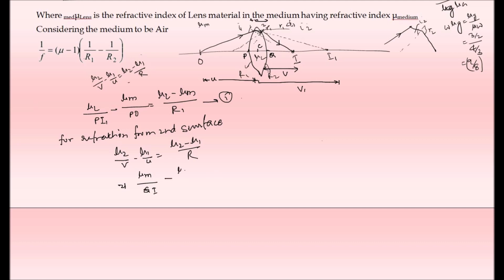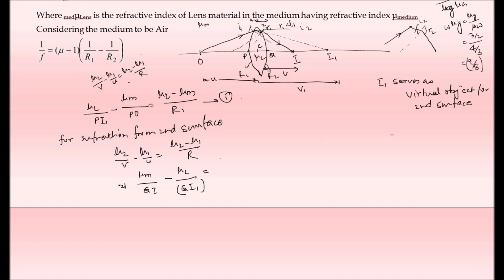Minus mu 1 divided by u is equal to mu L divided by Qi1. So again, it also comes with a positive sign. See, this I1 serves as a virtual object for the second surface. So clearly the object distance for the second surface is equal to Qi1.